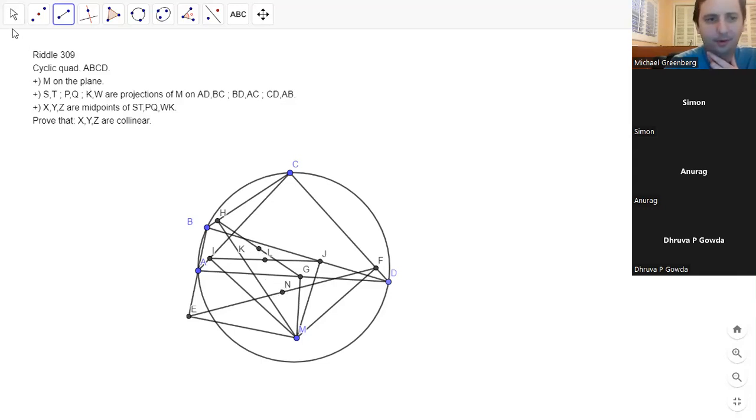What were you going to say, Simon? I wanted to say that this problem also kind of reminds me of the Gauss line. Oh yeah, the Gauss line. It does seem like the Gauss line. Maybe it's a generalization of both, the Gauss line and the Simson line. That's what it feels like.